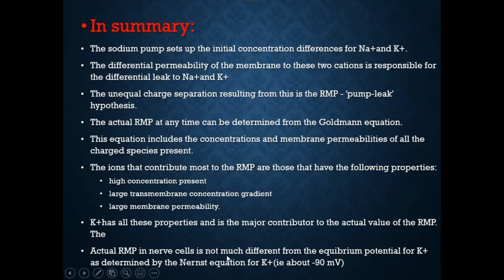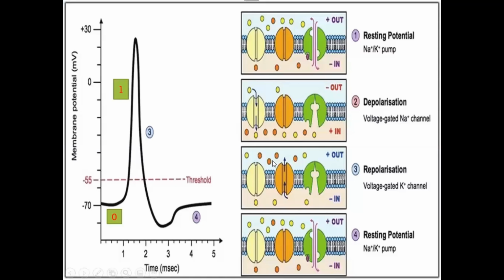The actual RMP in a nerve cell is not much different from the equilibrium potential for potassium, which is calculated by the Nernst equation. Please remember this as well. How do you calculate the equilibrium potential? By the Nernst equation. The Goldman equation also can calculate it. Okay. So again, we go through this.